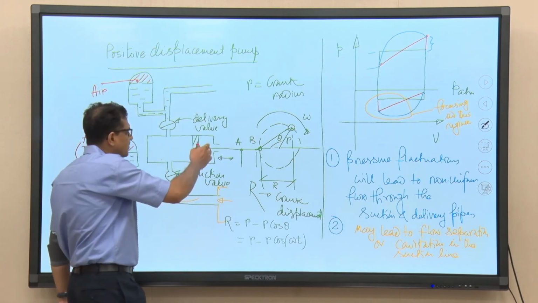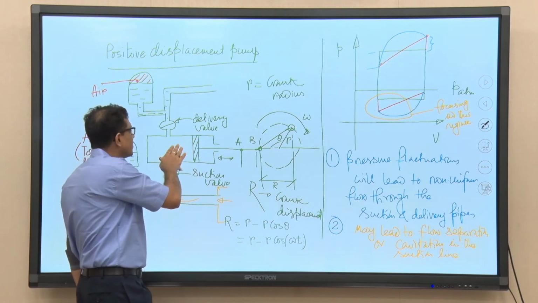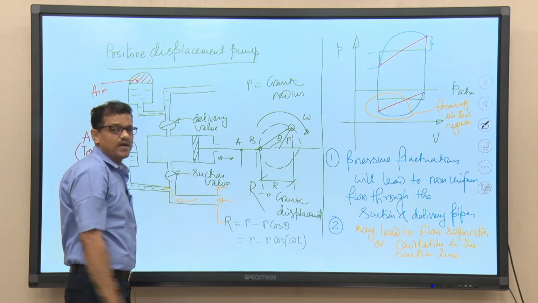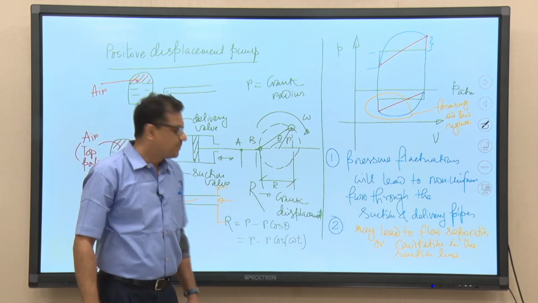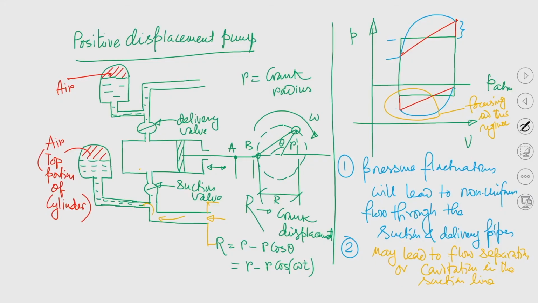So, at the beginning of the delivery stroke, the fluid mass inside the cylinder as well as in the delivery pipeline will have acceleration, and because of that, there is acceleration pressure, or inertia pressure. So, you can understand this much: that is inertia pressure.